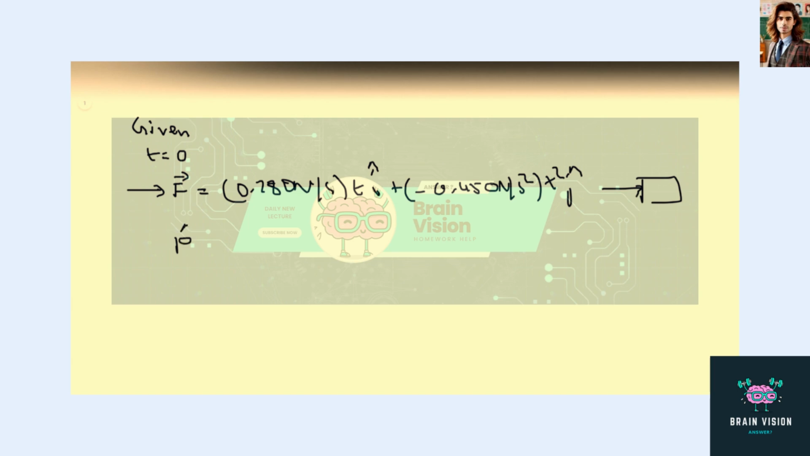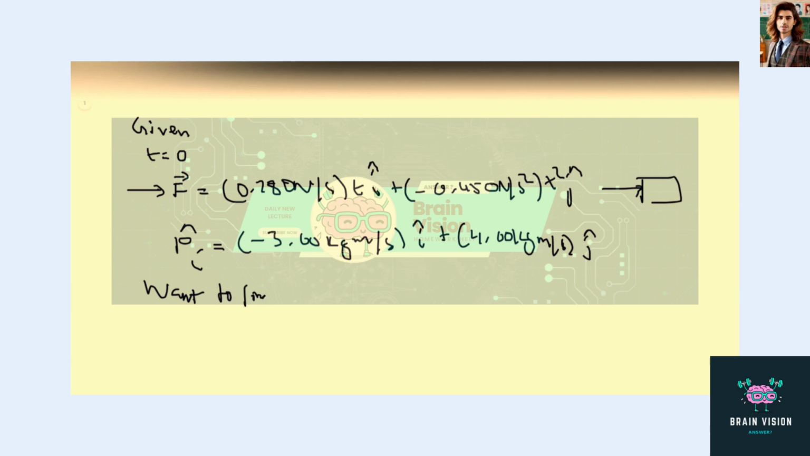And then also we're given that the initial momentum happens to be -3.00 kilogram meters per second i hat, plus 4.00 kilogram meters per second j hat. So we want to find the momentum of the box, the final momentum at t equals 2 seconds. So that's what's going on.